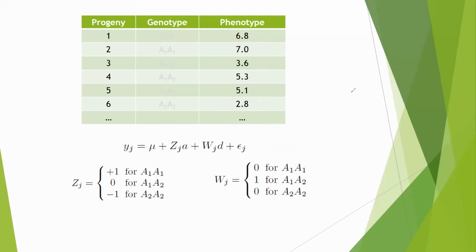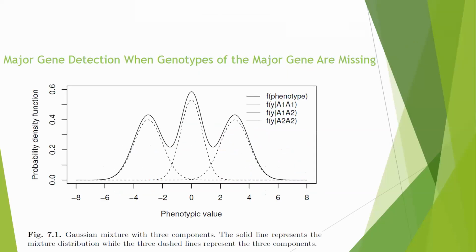Okay, this model actually applies to the F2 population, because in the F2 we have 3 underlying subgroups, right? So this is the typical data or the distribution we can see for a mixture model problem.